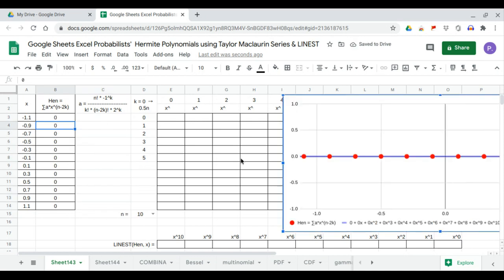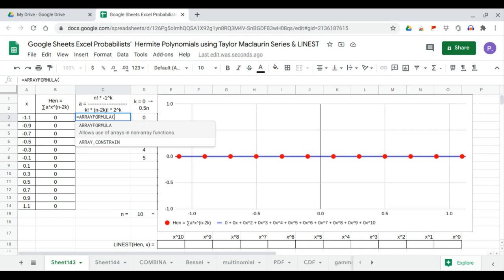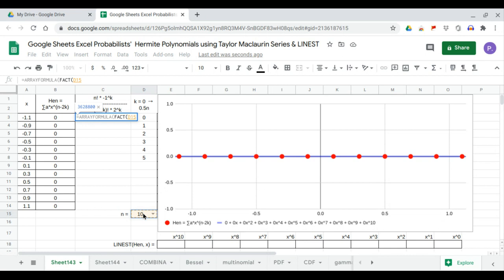So here we have the trend line and the trend line equation of the Maclaurin SERIESSUM expansion, also the Hermite polynomial. Next, you fill up the coefficient column. So our formula, starting with the numerator, factorial n, times negative 1 to the power k.